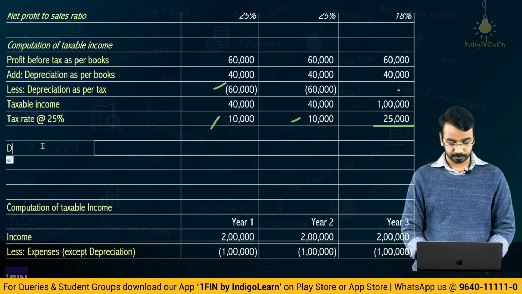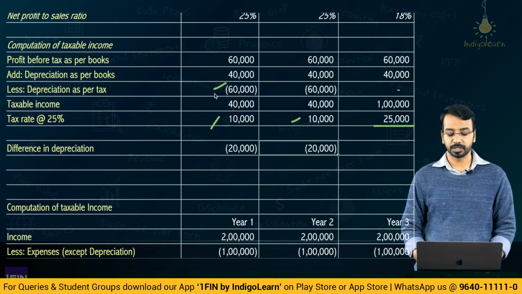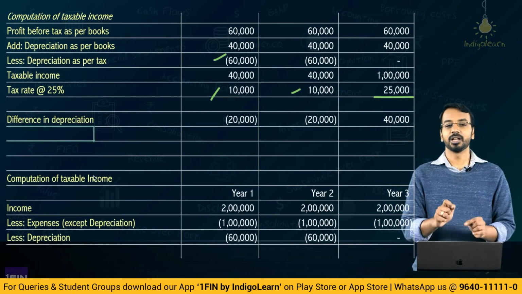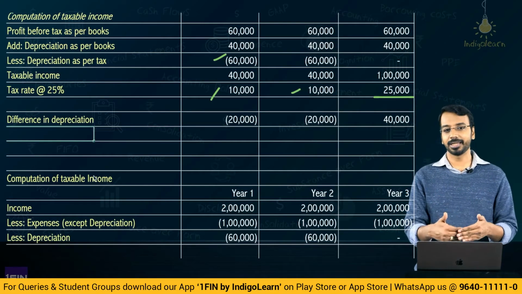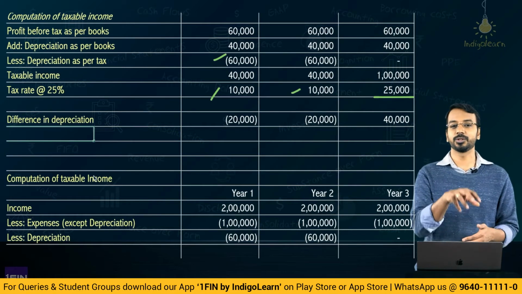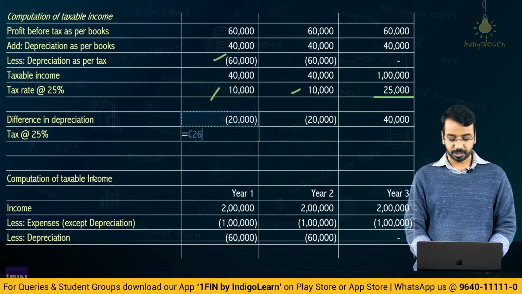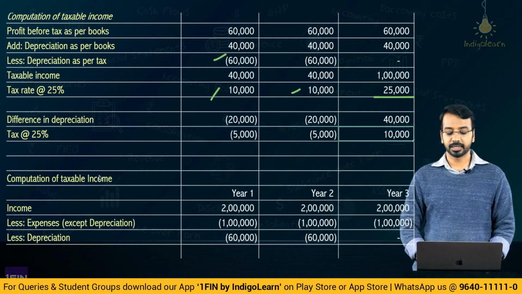The difference in depreciation, if you see, is 40,000 and 60,000. It is 20,000 here, 20,000 here, and 40,000 here. So what we need to do is, to the extent of this difference in depreciation, we need to compute what is the tax impact. I know I am following the income approach, I'll come to the balance sheet approach. If you understand the income approach, it will be easier for me to explain the balance sheet approach. So tax at the rate of 25% comes to 20,000 multiplied by 25%, which is 5,000 here, 5,000 here, and 10,000 here.